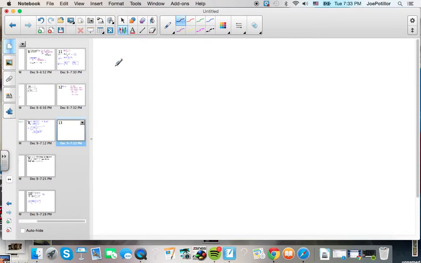So from here, this becomes the integral of negative ln of 4 to negative ln of 2.